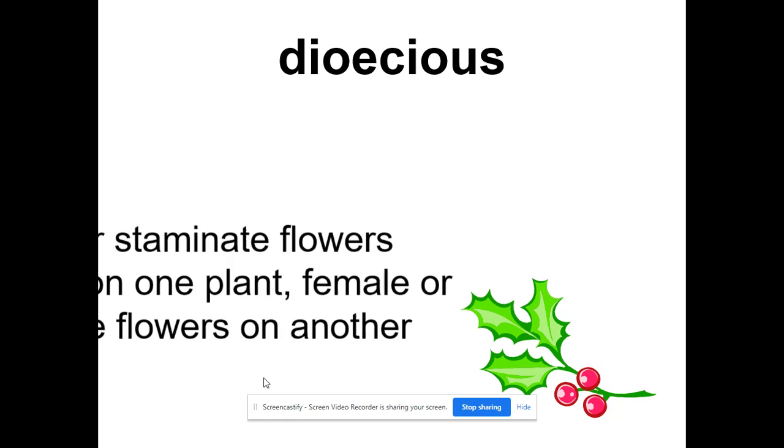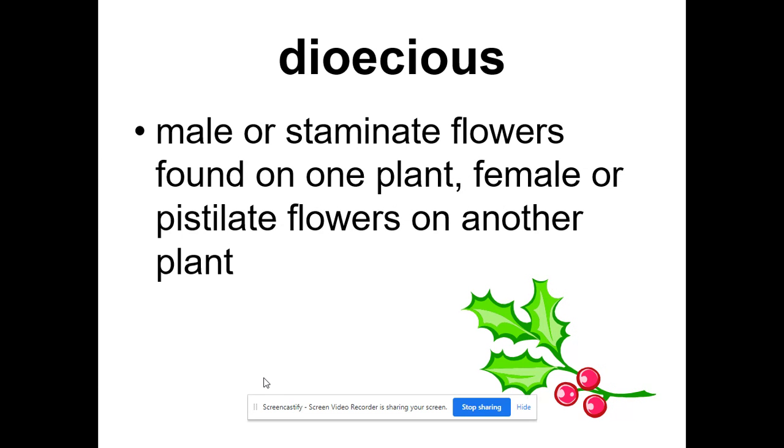There are dioecious plants, where male or stamen flowers are found on one plant and female or pistil flowers are found on another plant. So these are where they would be male only plants or female only plants. An example of that is holly.